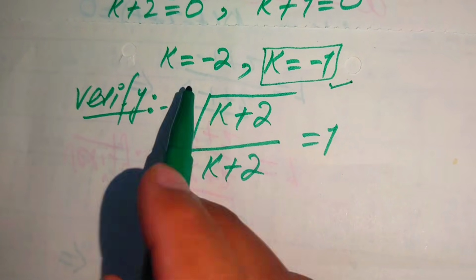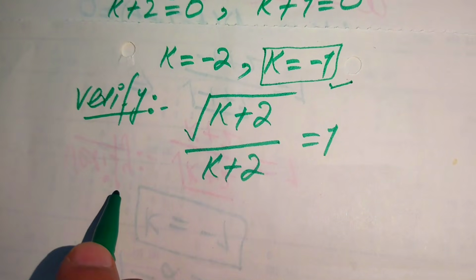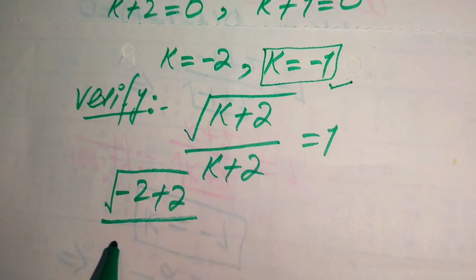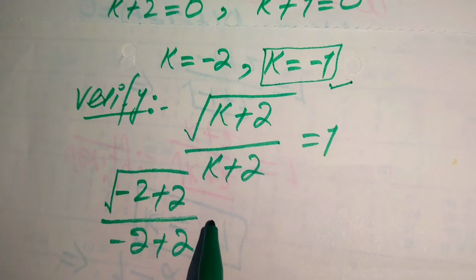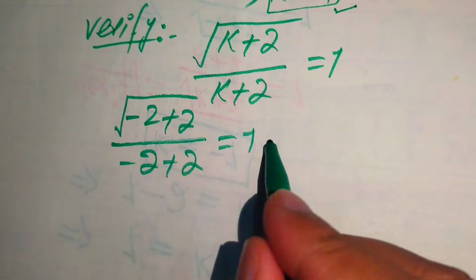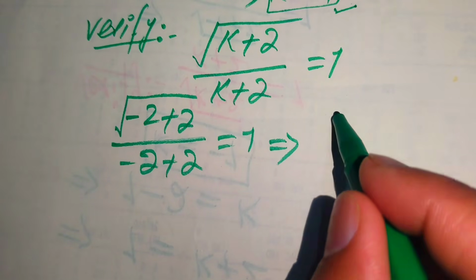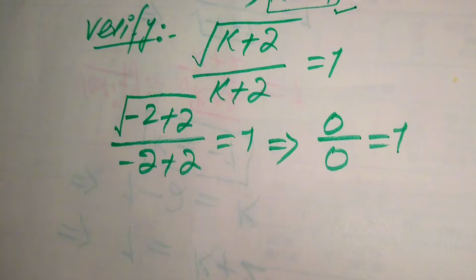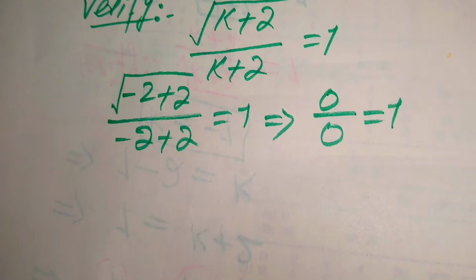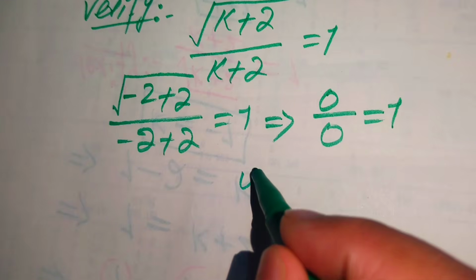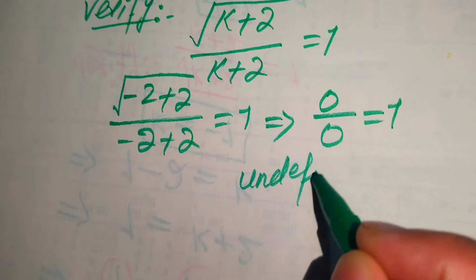So when you put k equals minus 2 here, it will be written as square root of minus 2 plus 2 divided by minus 2 plus 2 is equal to 1. And here this implies that minus 2 plus 2 becomes 0, our 0 over 0 form is equal to 1. And we very well know that 0 over 0 form is usually called an indeterminate form, or in other words we say that it is undefined.